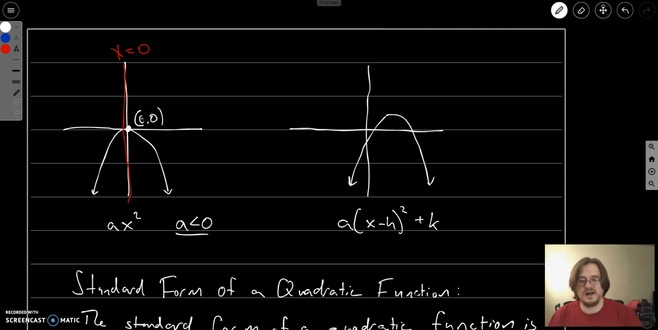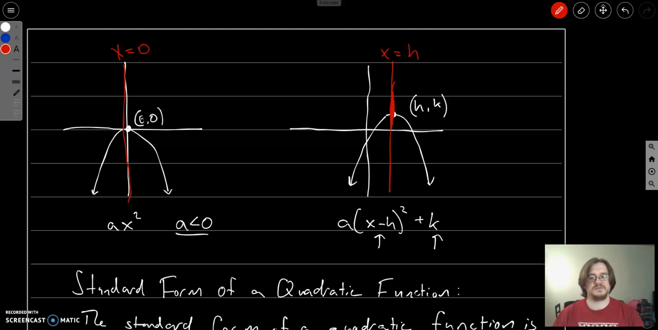Whereas over here, I've shifted this to the right h and then up k. So to the right h, up k. That means that this point is (h, k). And the line of symmetry should be passing right through the vertex. Let's pretend that it does. That line will be x is equal to h.